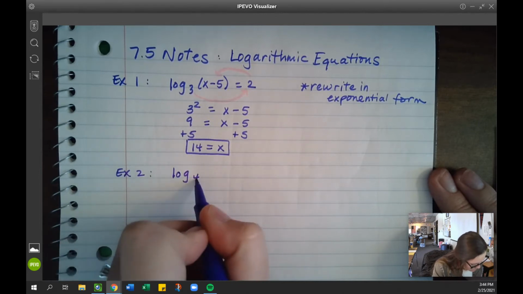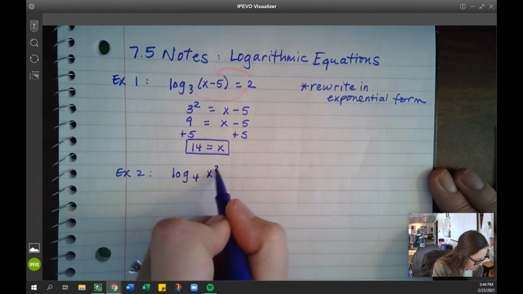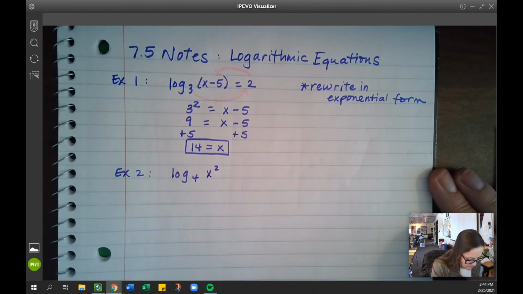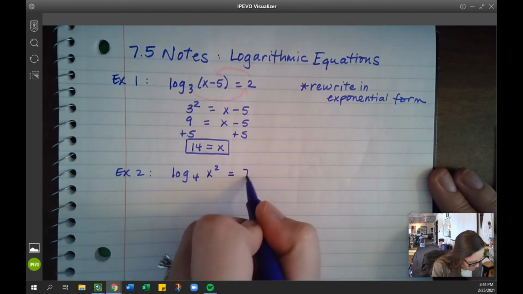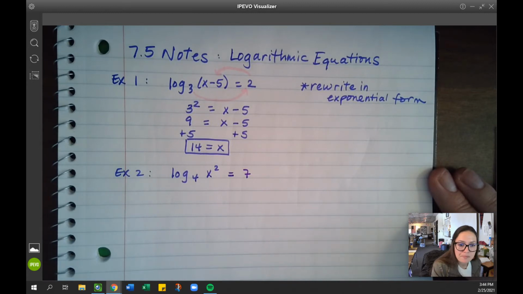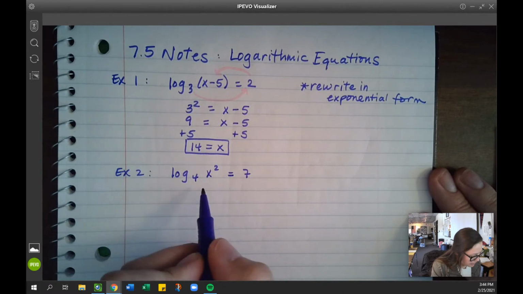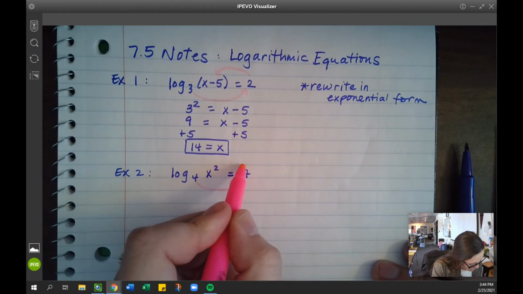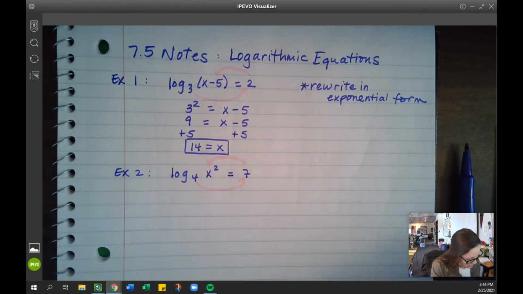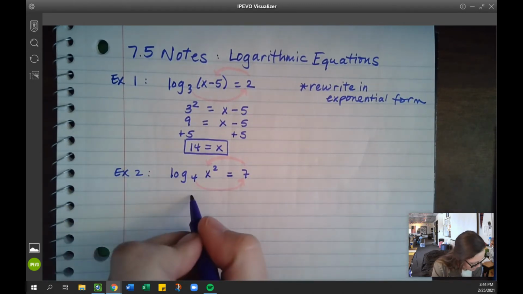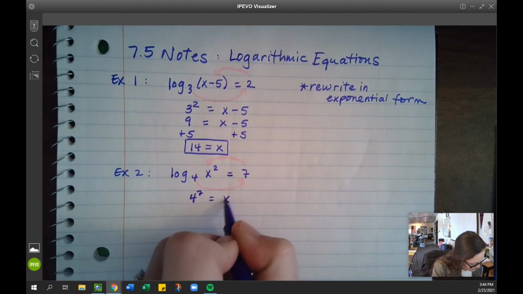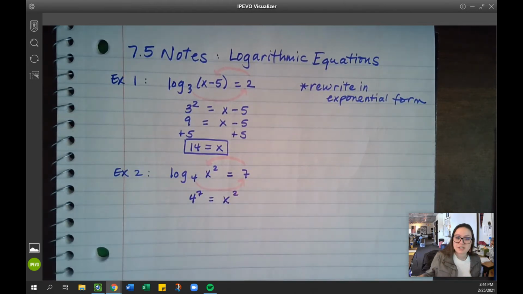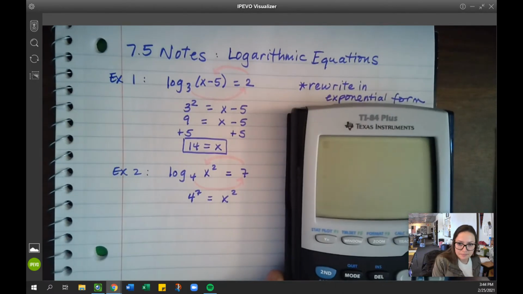Log base 4 of x squared equals 7. I'm going to rewrite this in exponential form. So I get 4 to the 7th equals x squared. Now, I don't know 4 to the 7th off the top of my head. Maybe you do. But I'm going to grab my calculator.